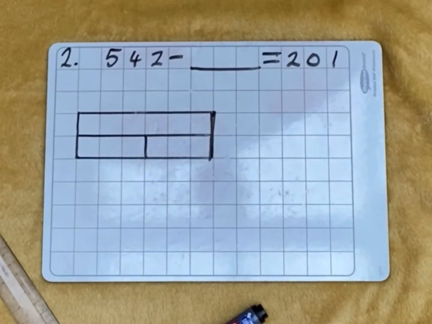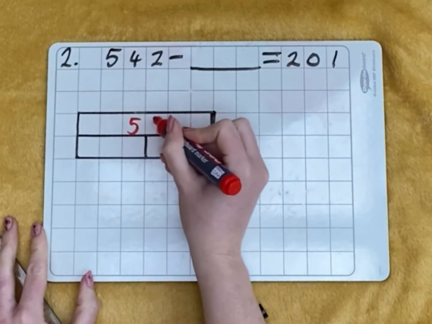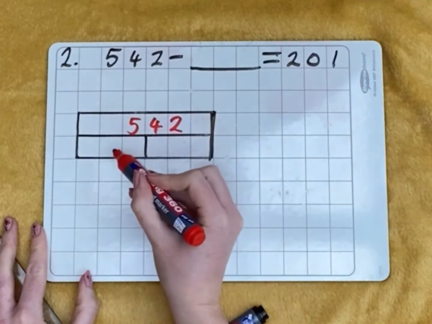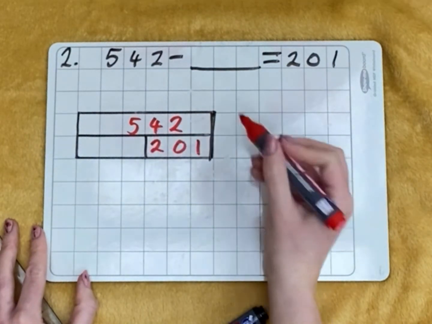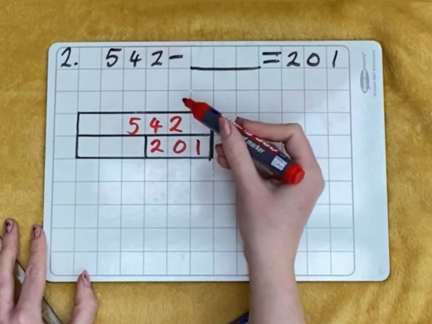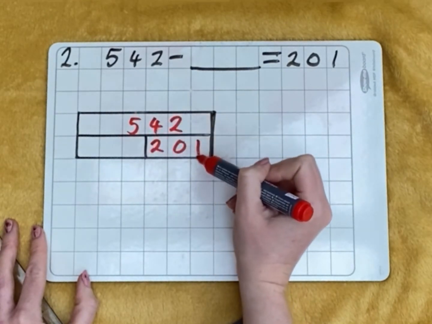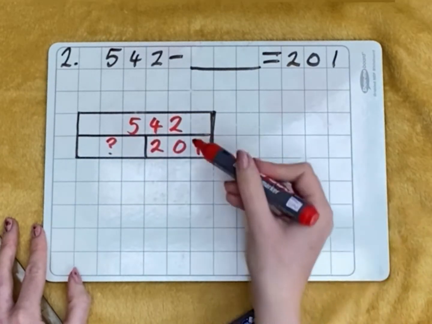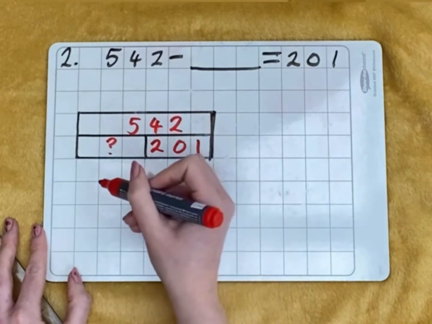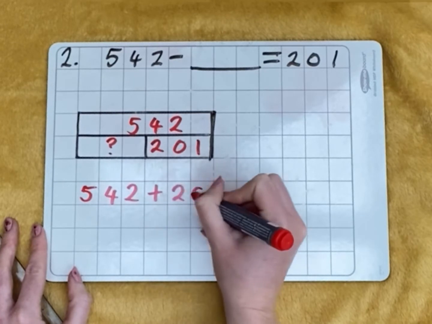The next question is 542 minus something is 201. So you can see the whole number is 542 minus something is 201. Now, this can show us that we need to start with the biggest number, start with the whole number, 542 minus 201 to find our missing number. But I'm going to look at where it can go wrong. So what if we thought we could add the whole and the parts, and we said 542 add 201.